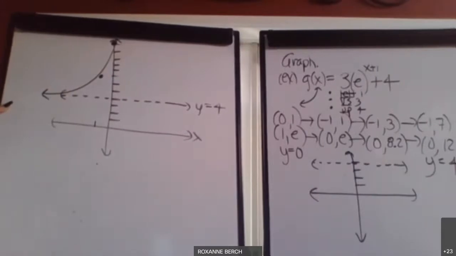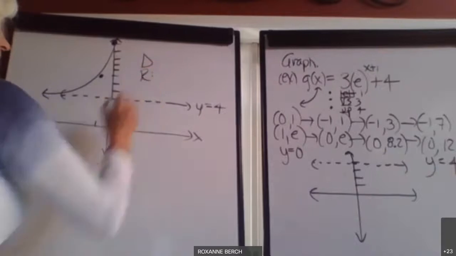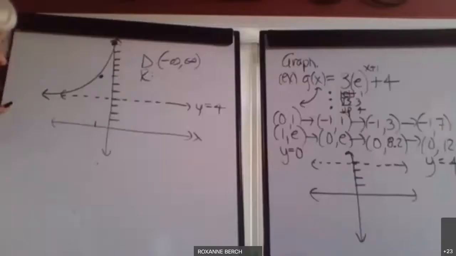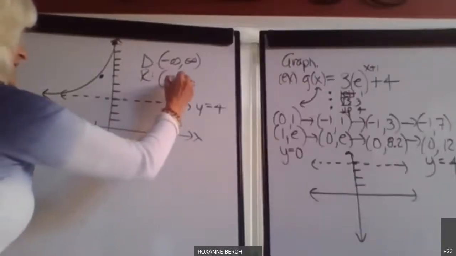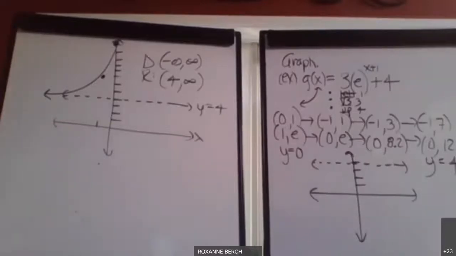What's your domain? All real numbers, negative infinity to infinity. What's your range? 4 to infinity. Yeah, open on 4, up forever, and don't touch 4. So if they ask for the domain and range, there it is. And don't forget to move the asymptote up.